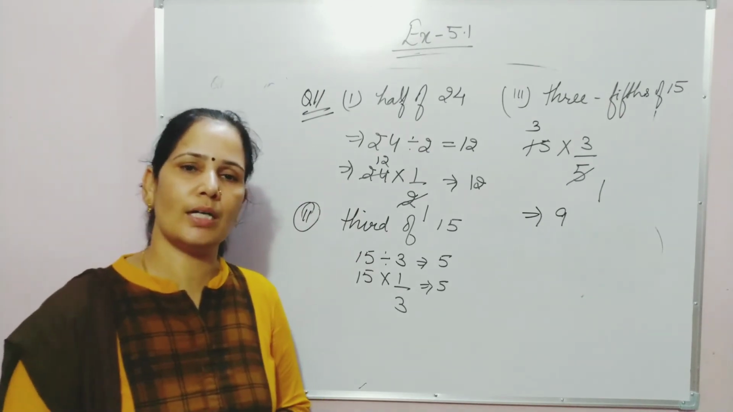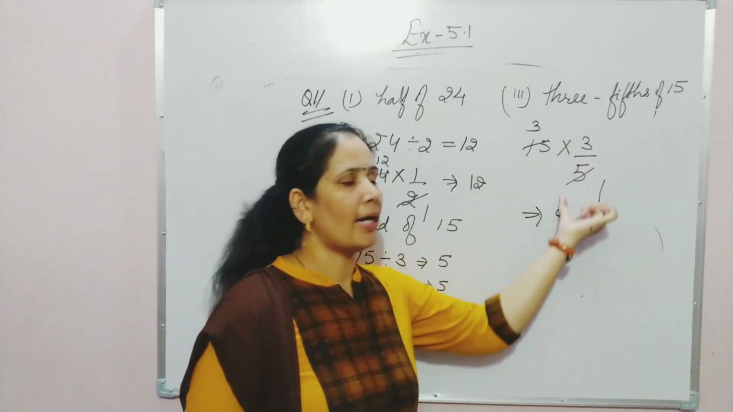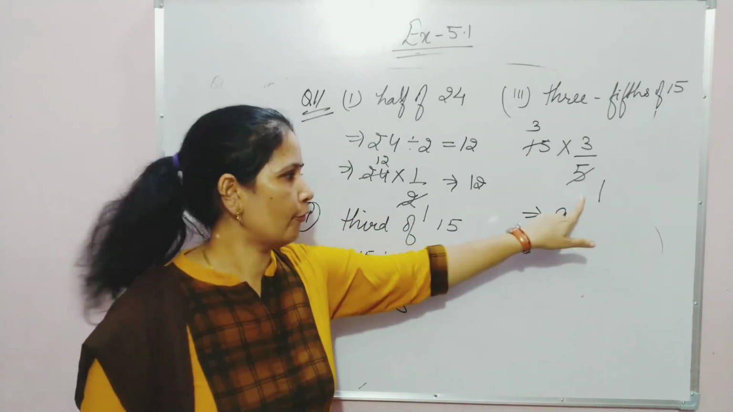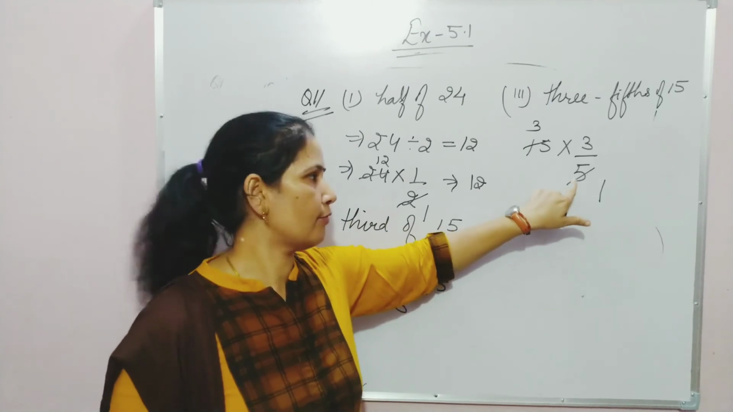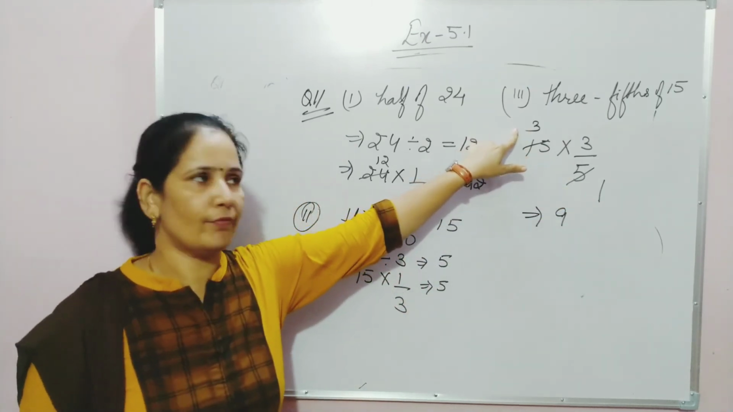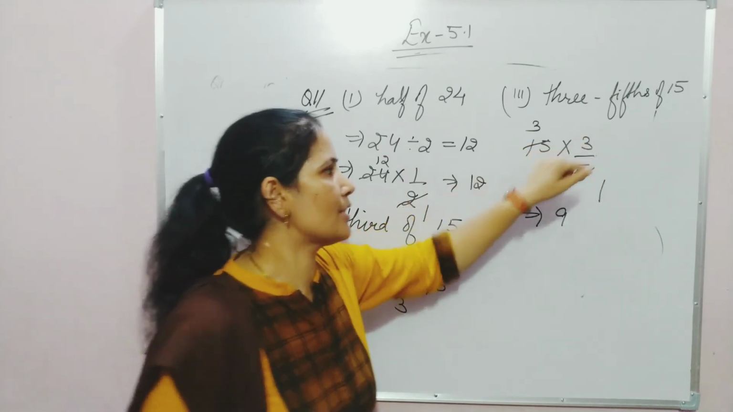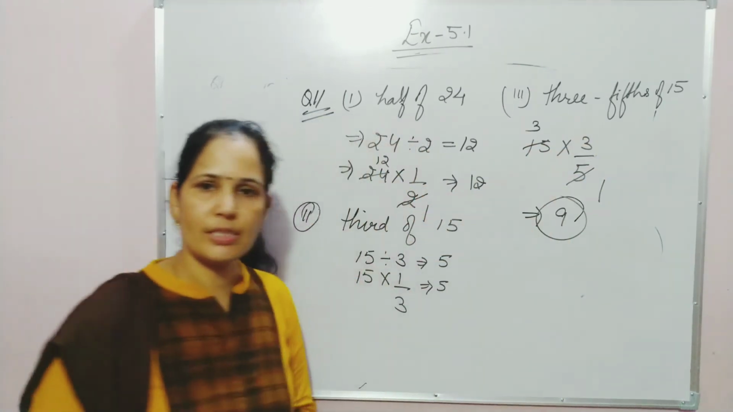How do we find this? 15 multiplied by 3 by 5. 15 is a multiple of 5, so easily it's possible to cancel. 5 1s are 5, 5 3s are 15, and then numerator multiplied with numerator, 3 3s are 9. Okay students.